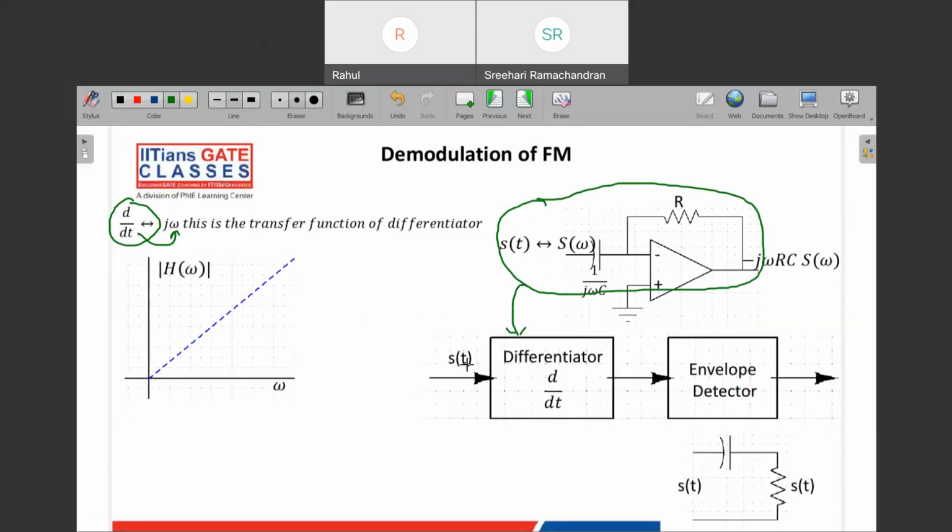So first take the signal, modulate the signal as of t, pass it through the differentiator, and after passing it through the differentiator, we pass it to the analog detector to get back the original message. Any doubt? Anyone? Okay. Let me go to the next slide then.